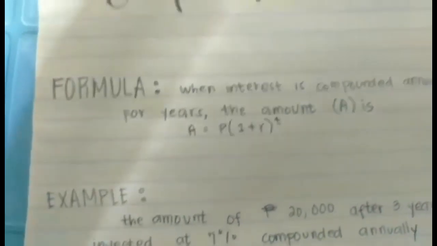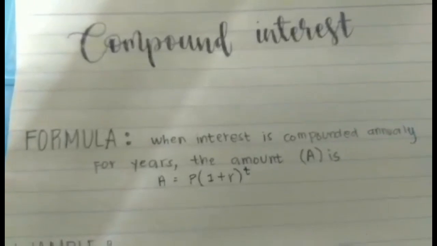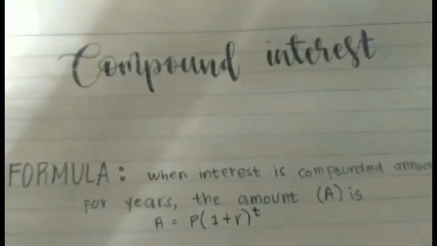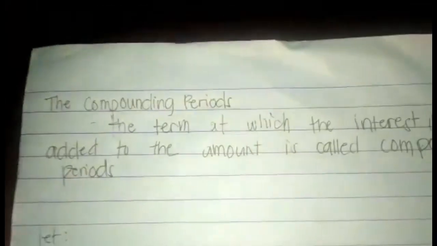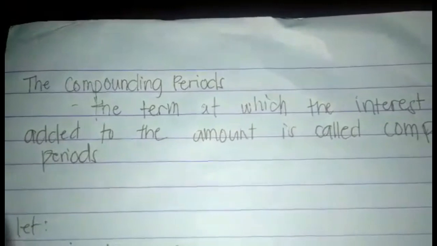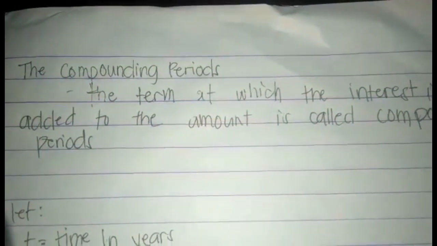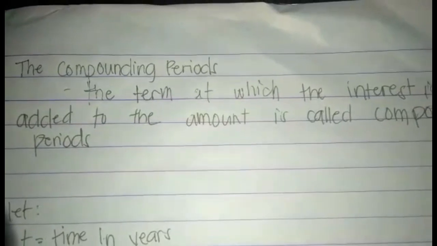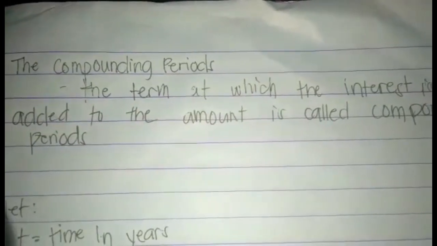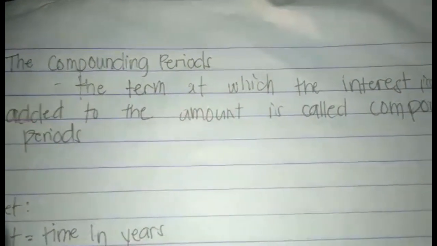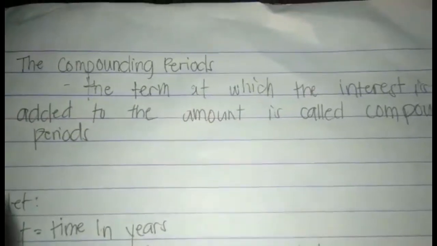And that is an example of compound interest. Now let's talk about compounding periods. Compounding period is the term at which the interest added to the amount is called compounding period. The compounding period states that any interest that is added to the original amount is called compounding period. So how do we get the compounding period?